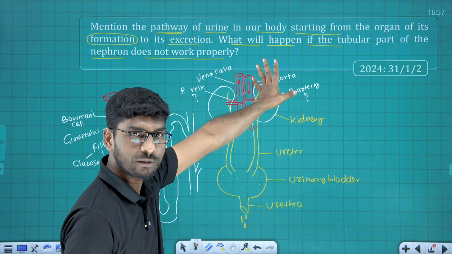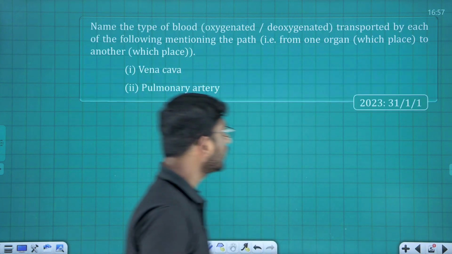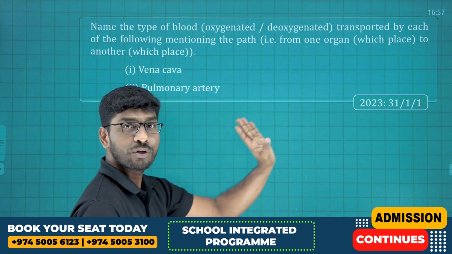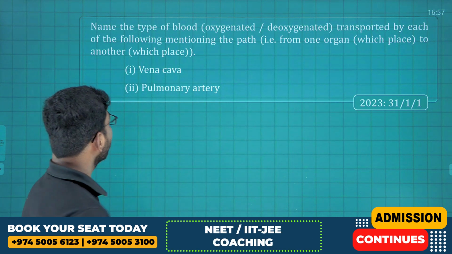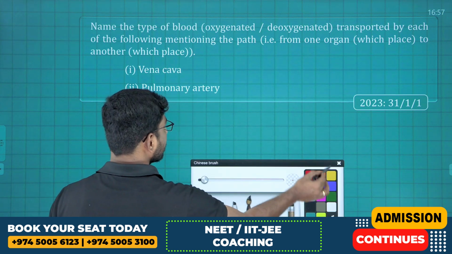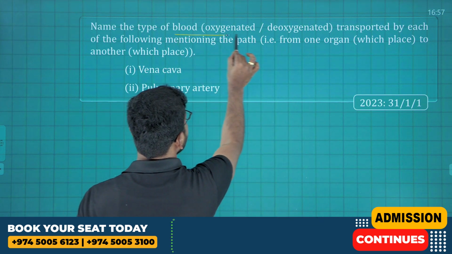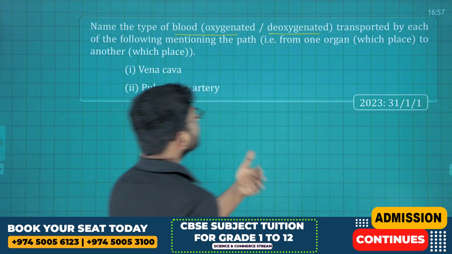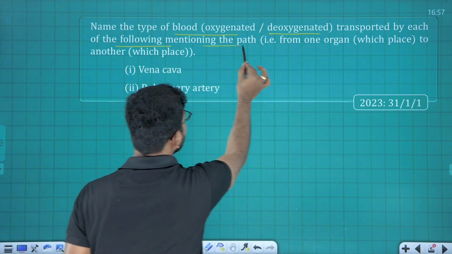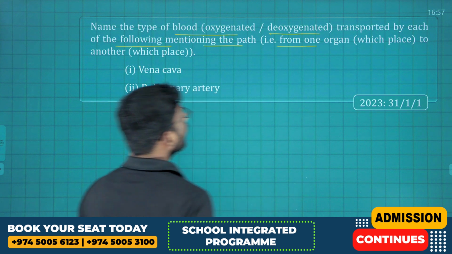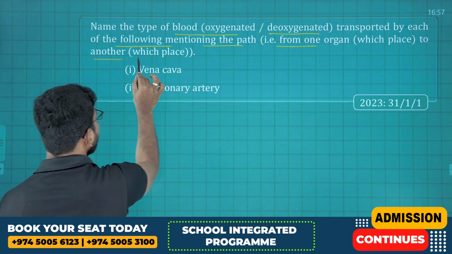2024, this is a 2-mark question. Right. Come to the third question, 2023. Name the type of blood, oxygenated or deoxygenated, transported by each of the following. Mention the path, from which organ to which place.